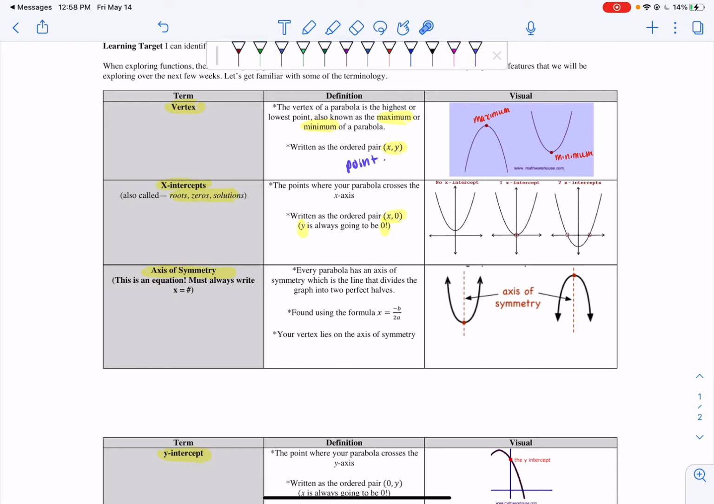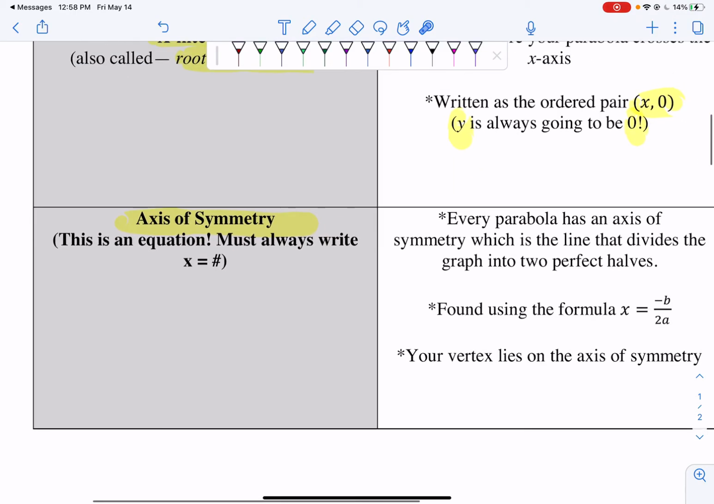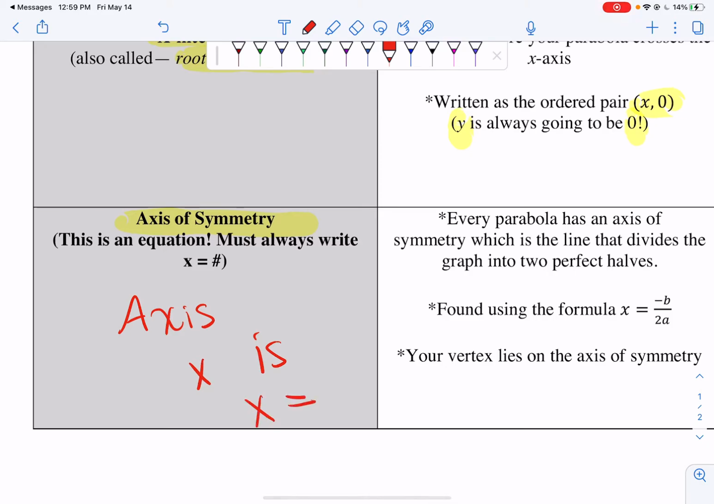Your axis of symmetry is an equation, and you must always write x equals a number, because your axis of symmetry is actually the equation of a line that's going to be drawn into your image. A way to remember this is: axis has an x in it. So x is the same thing as saying x equals.